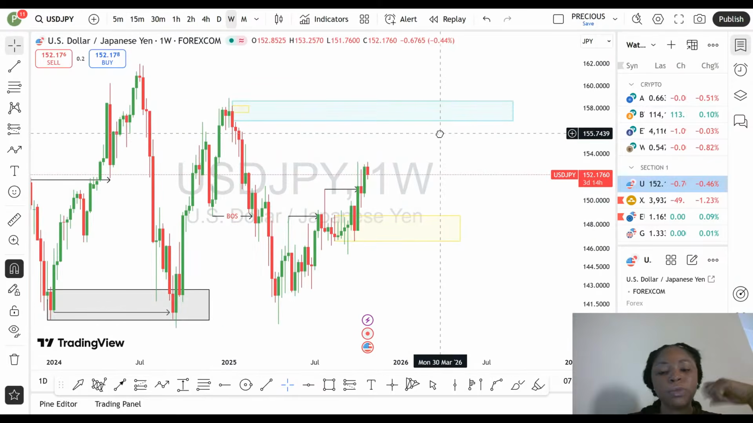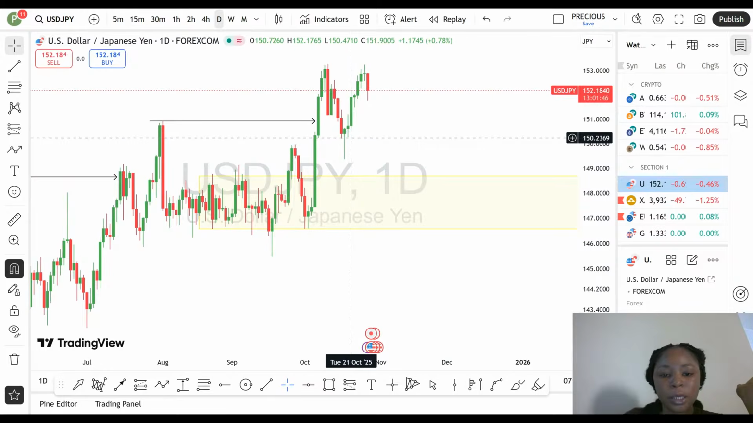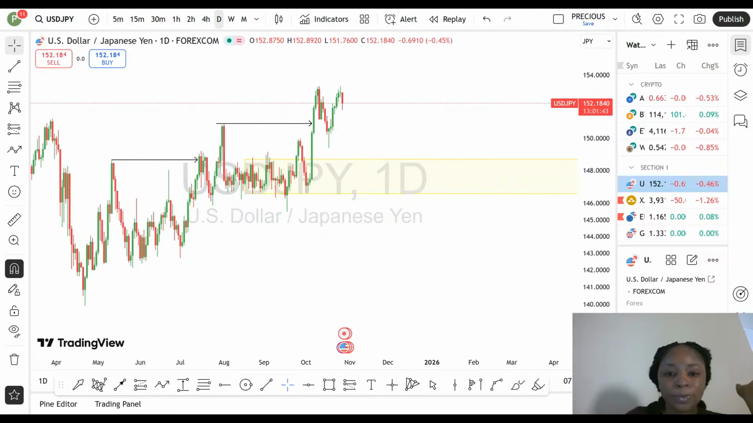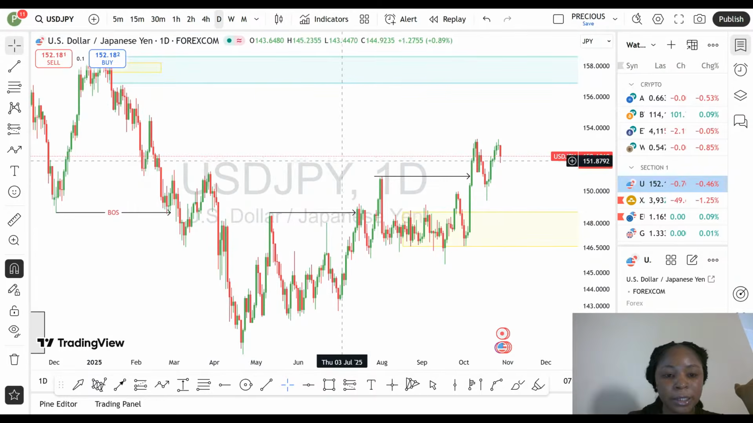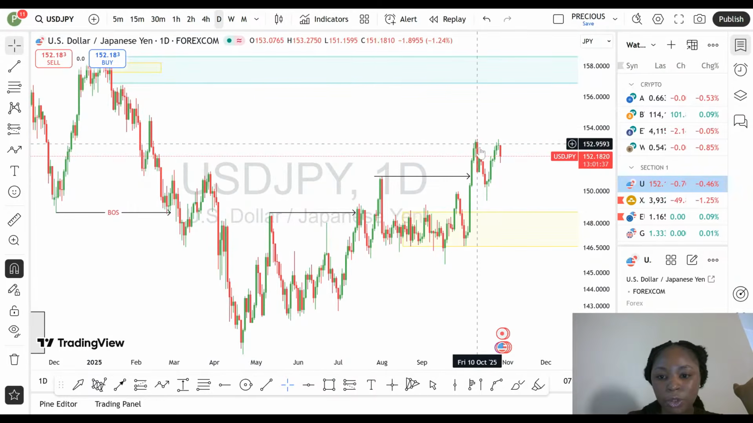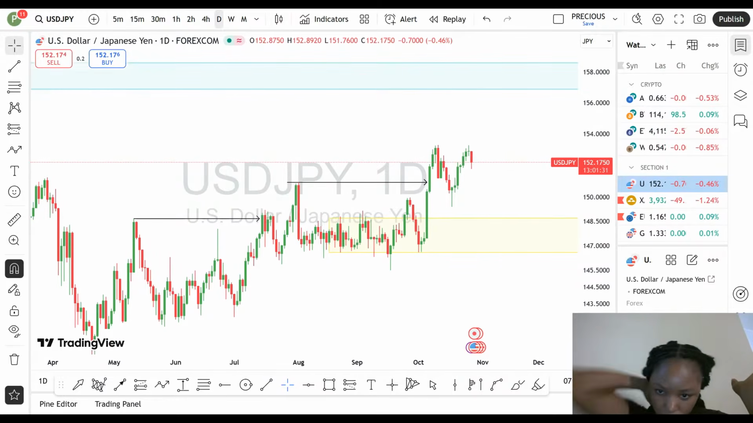Yeah, so somebody will be saying, okay, so we are bullish, so why am I looking for sell opportunities? Very good. So this is our daily here, and then we have this pullback here, and then so let's go to 4 hours and see.